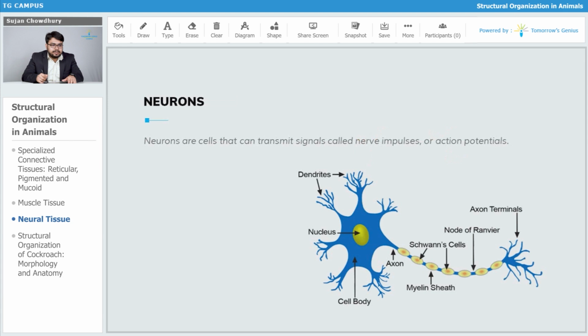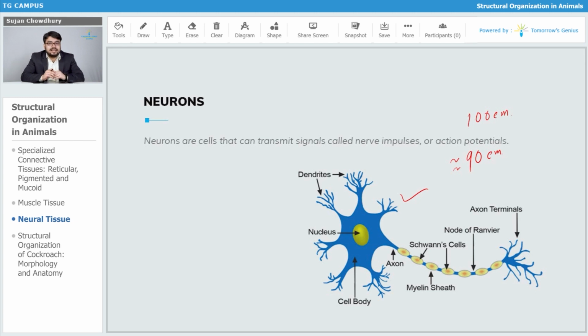So this is a diagrammatic representation of a neuron. Neurons are the cells that can transmit signals, which are called nerve impulses or action potentials. You must have heard that the nerve cell is the longest cell in an animal body. In human beings, an individual nerve cell can be up to 90 centimeters long, and in the case of a giraffe, it can go up to 100 centimeters. So definitely it's a very long cell type.